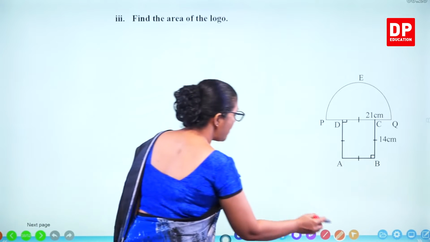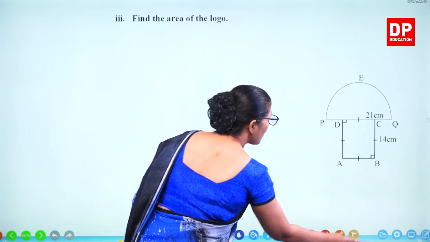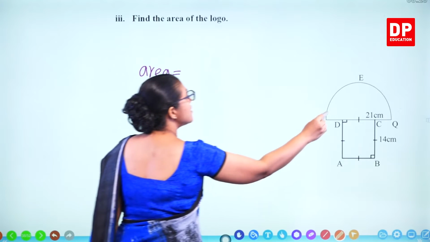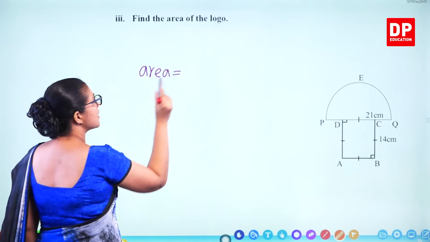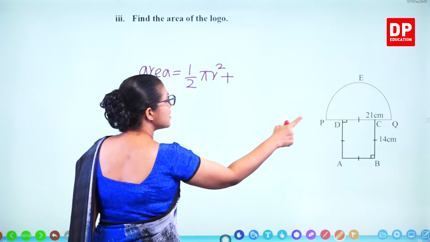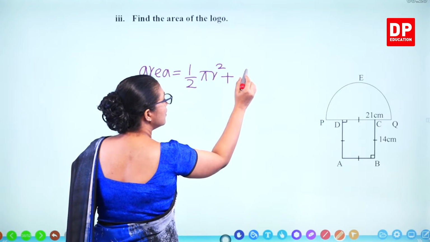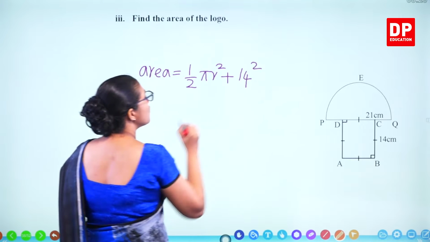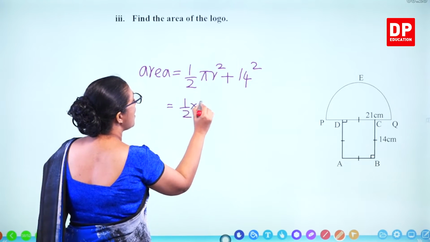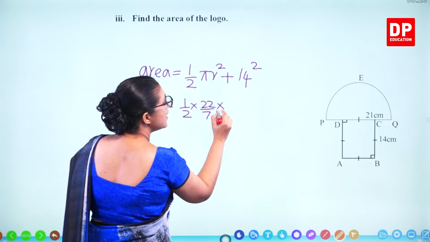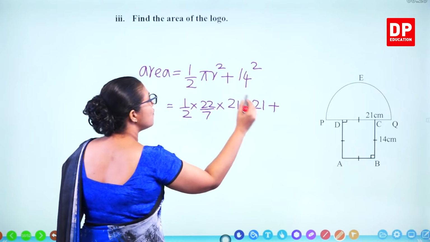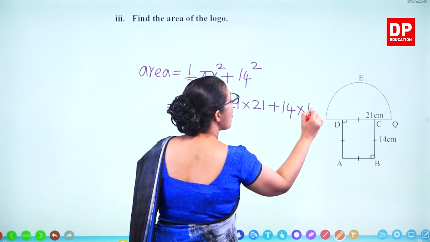Part 3, find the area of the logo. How do you find out the area? Area is the area of the semicircle, half pi r squared, plus area of the square, 14 squared, 14 times 14. So we will substitute half. Pi means 22 over 7. Radius is 21. 21 into 21. And 14 into 14 is the area of the square.